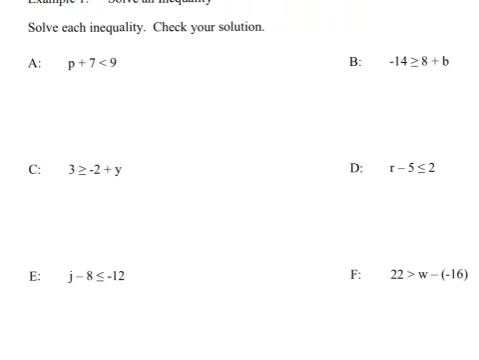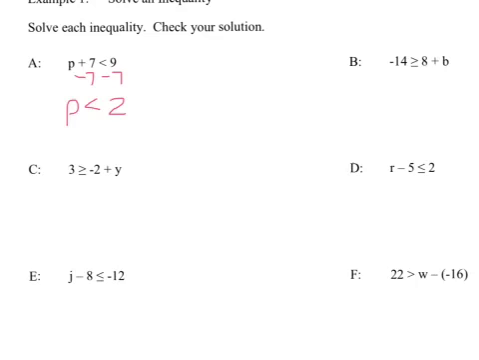All right, example 1, letter A, we're told to solve each inequality. So you do these exactly the same way as if you were just solving for a variable. We have p plus 7 is less than 9, so we need to get p by itself. So since it's plus 7, we will minus 7 from both sides. So p is less than 2. That's it. That's your answer.